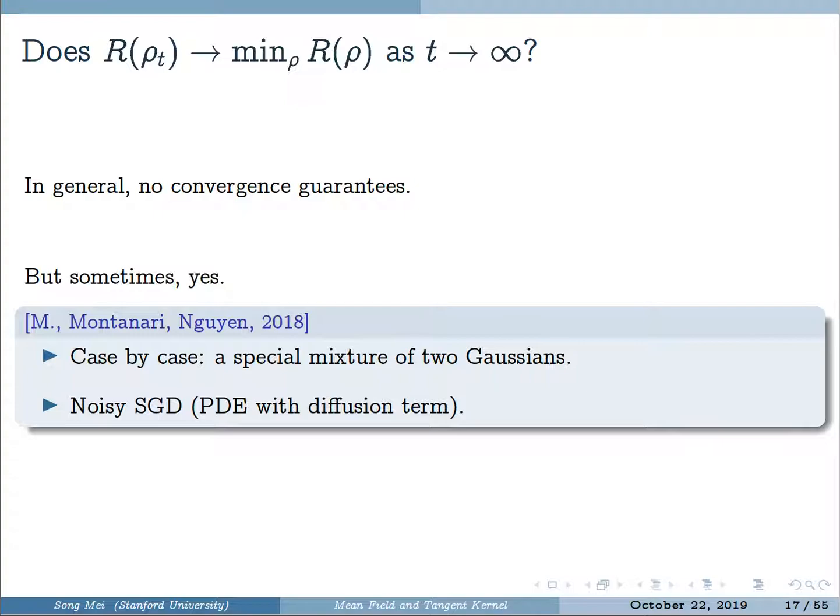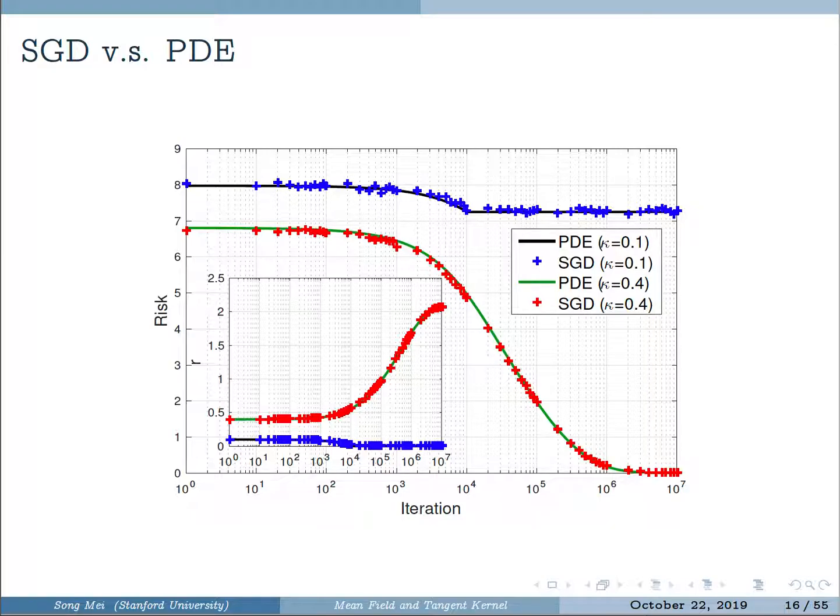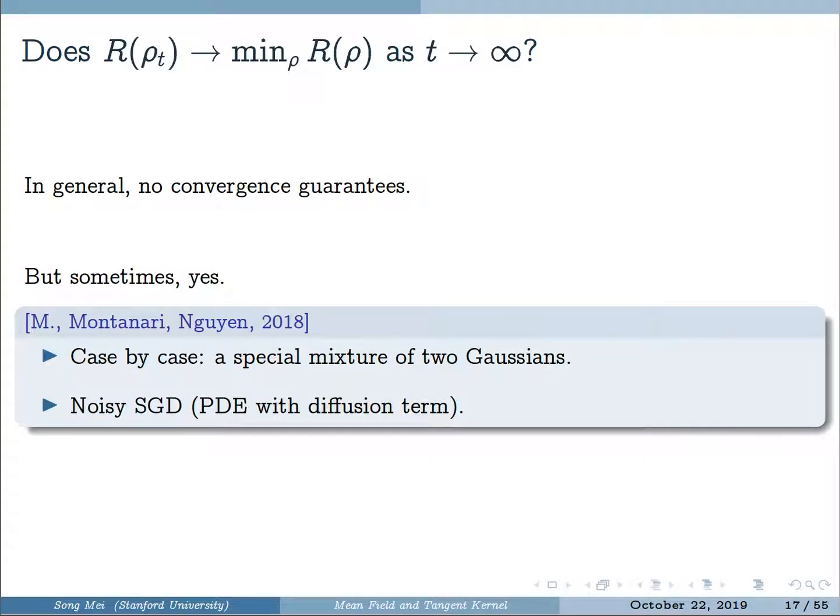Using this PDE point of view, the question is, what are the benefits? One natural question is, can we show that the PDE will converge to the minimizer of the risk functional as time goes to infinity? In general, the answer is no. We have an example. Numerically, we can show that it gets stuck at some bad local minimizer. So in general, it will not converge. But in our paper, we show that in some cases, if we consider some special distribution of data, then the PDE converges to the zero risk minimizer.